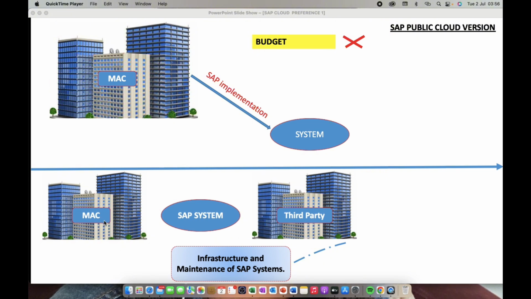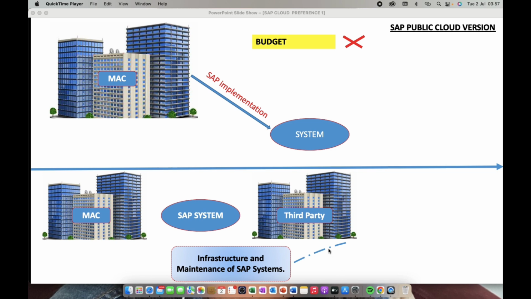We don't have the infrastructures, okay? We are not the ones carrying out the maintenance of the SAP system. So we are only going to be paying for what we are using on the SAP system. So you see that it becomes cost effective because the server is being provided and the SAP system is being maintained by a third party. So we are only going to be paying for what we are using on the SAP system.